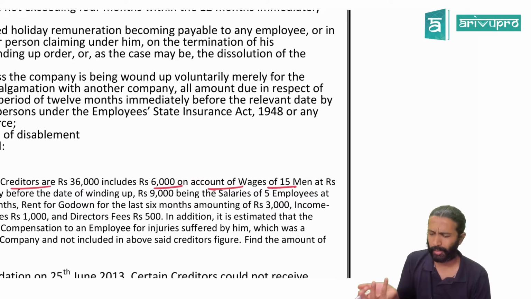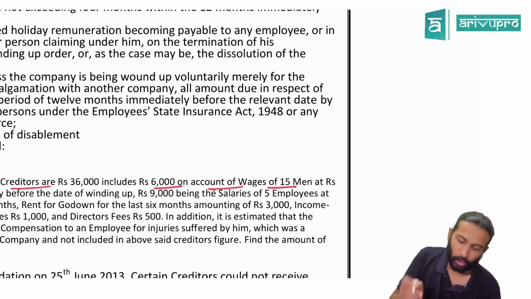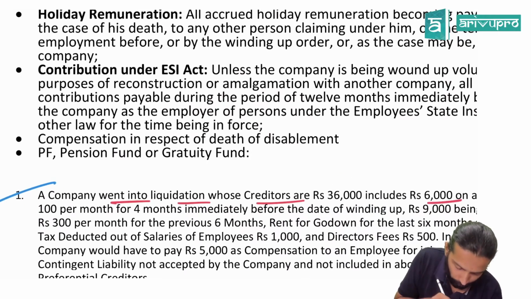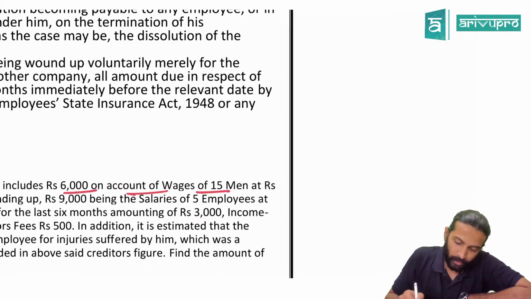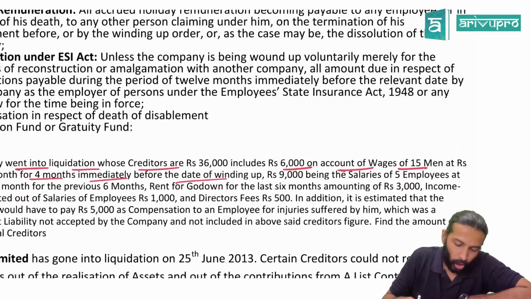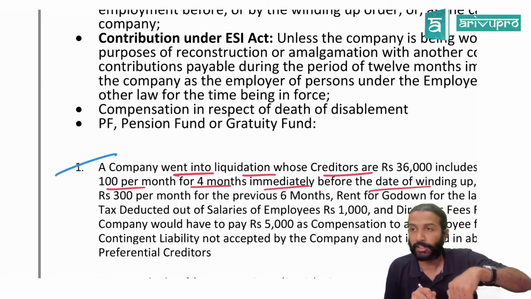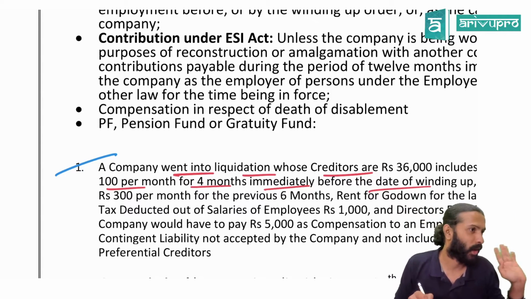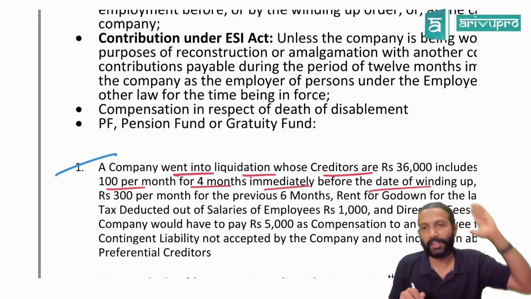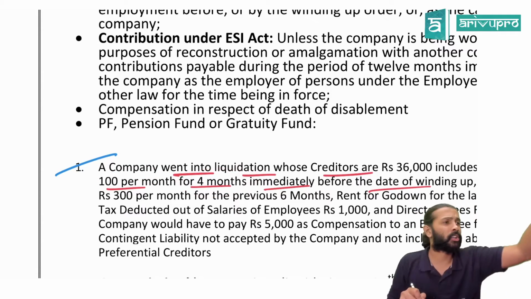For your production workers and all, you pay wages. For how many people, sir? For 15 men at 100 rupees per month for 4 months immediately before the winding up date. So that means for 15 guys, you have not paid their wages. Their wages per month is 100, not daily wages. This is an old-time question. You are paying wages of how much per month? 100. And how many months due is there, sir? 4 months. What is preferential creditors?